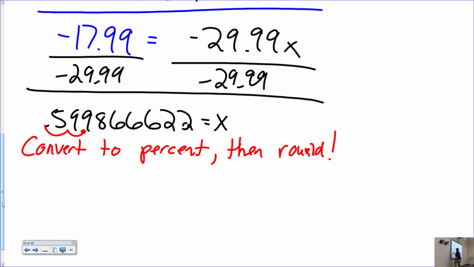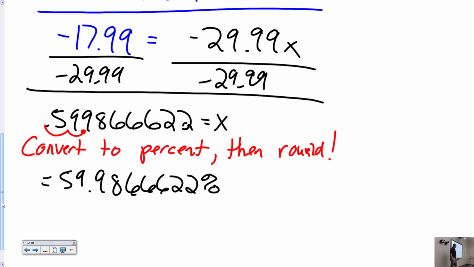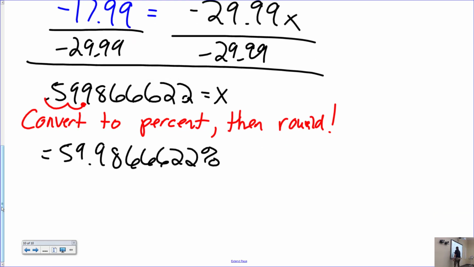This is really 59.9866622, and there's probably more numbers, percent. Now round it to the nearest hundredth, and what does it round to? Yeah, not quite 60%, but pretty darn close. Okay? Rounded to the nearest hundredth of a percent. So just make sure when you're doing that rounding, you wait till after you convert if necessary. All right?